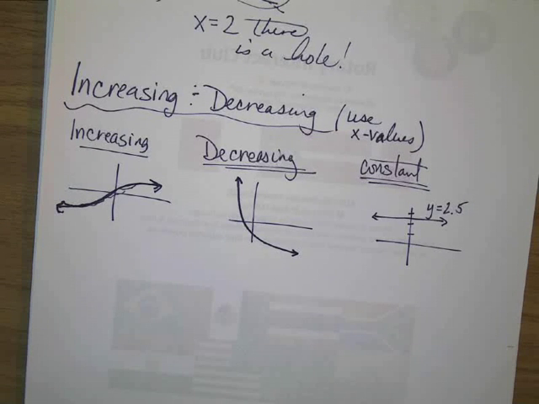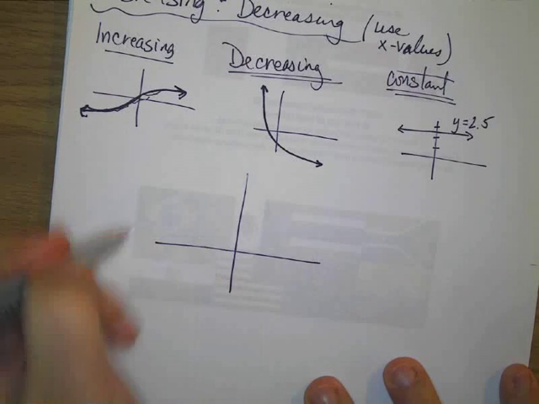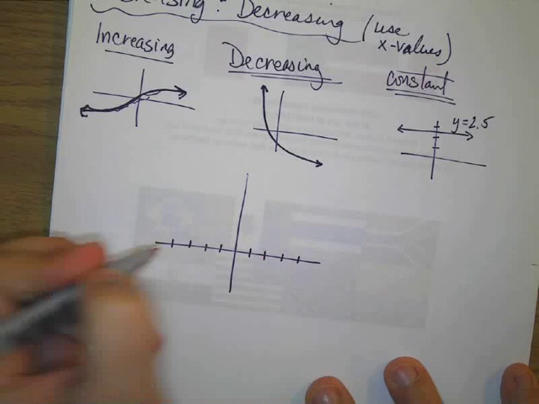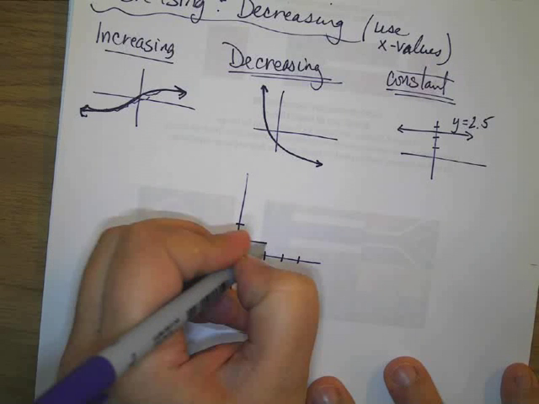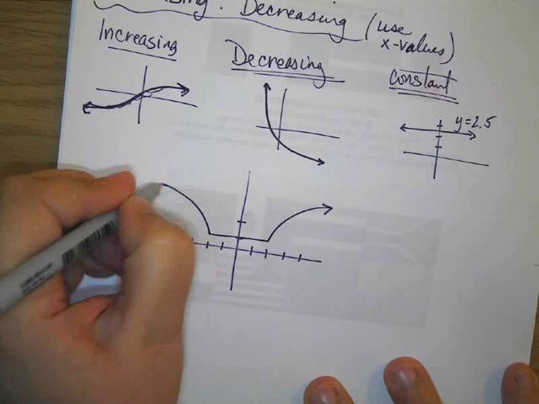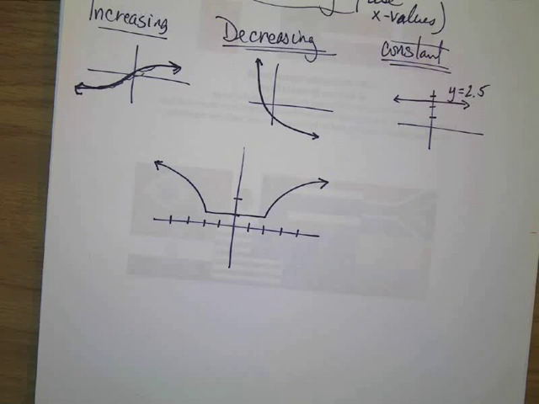And then we can have some that do all of it. Usually we're talking about a piecewise. Every once in a while we can make it look like an actual function. So if I gave you a picture that looked like this, it's decreasing, constant, and increasing. Here's how you would write this out.